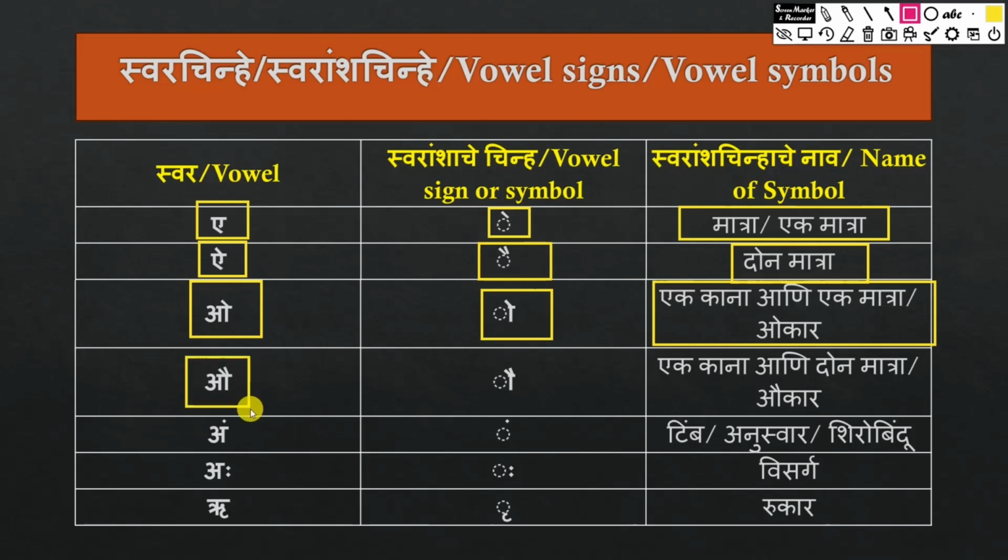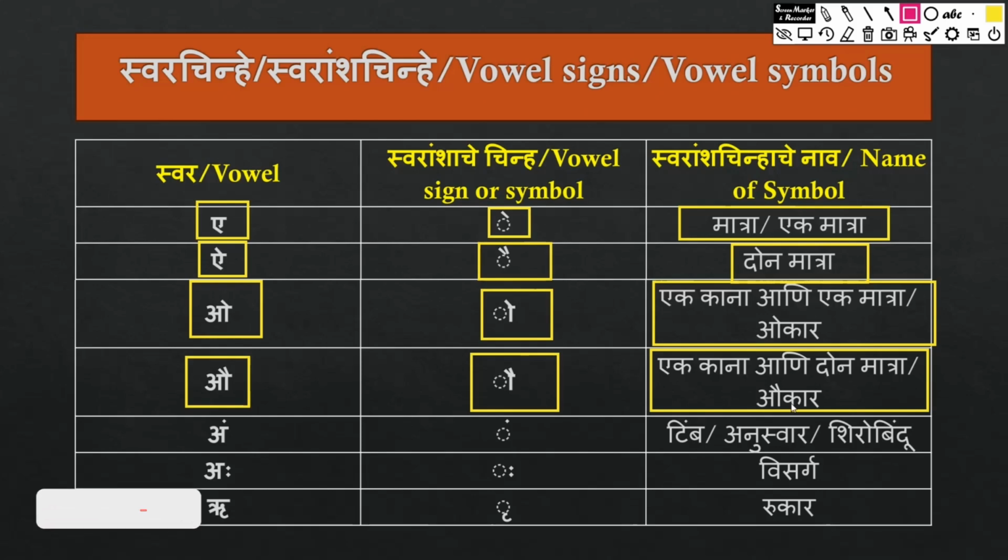Then au. There is double matra, which means don matra and kana, and the symbol will look like this. So ek kana and don matra. Ek kana ani don matra, and ani means and. There is another word for that, aukar. Ek kana and don matra becomes aukar.